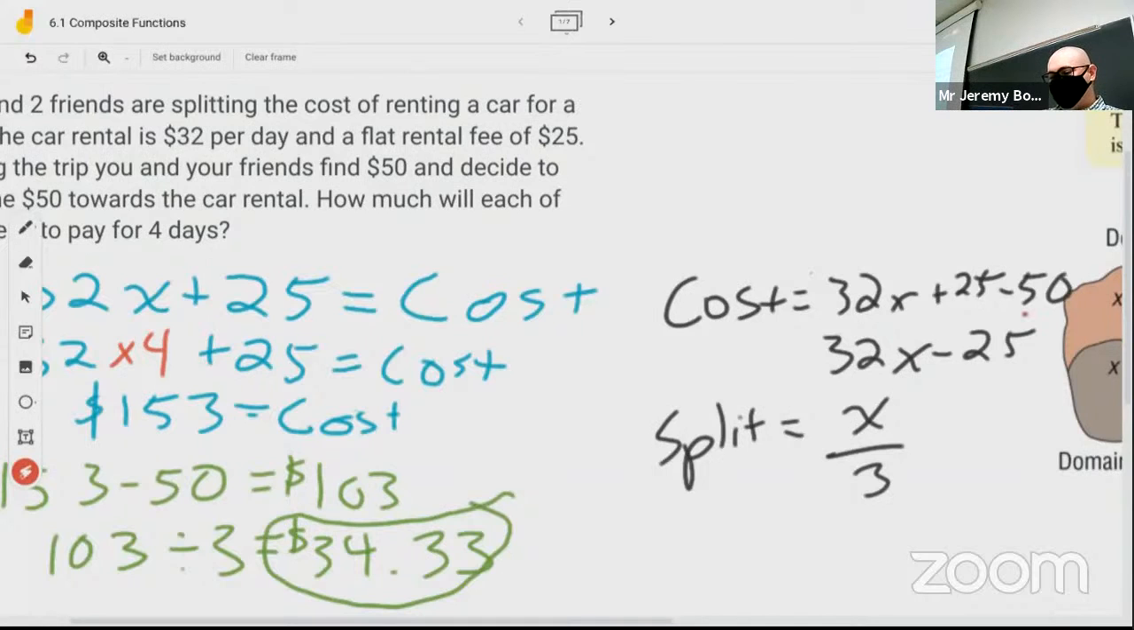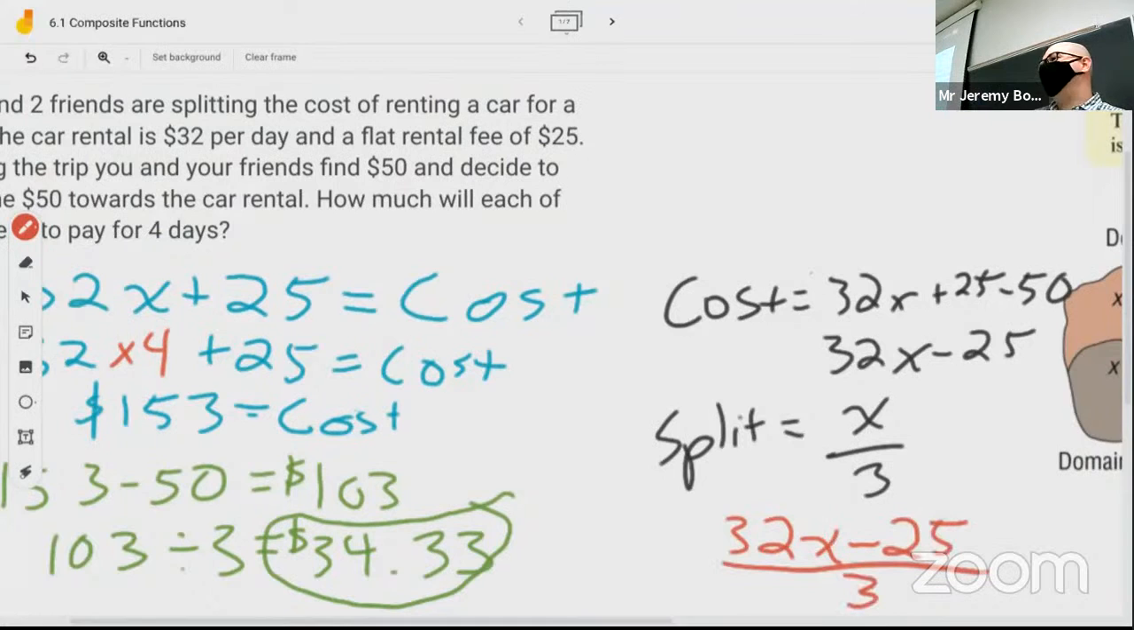We're taking whatever the result of this one is, right? And we're putting it right here. There you go. So if we want to combine those together, we would say it's going to be 32x minus 25 over 3. And so now we can just plug in whatever days we want into that function right there, and it will tell us how much each of us needs to pay.